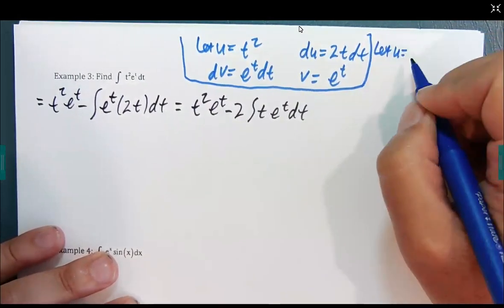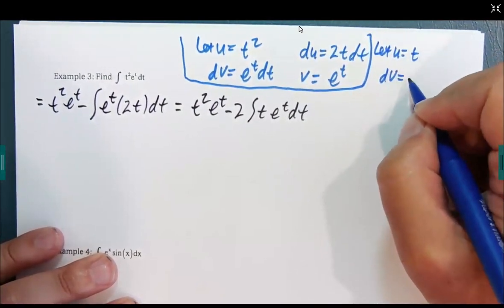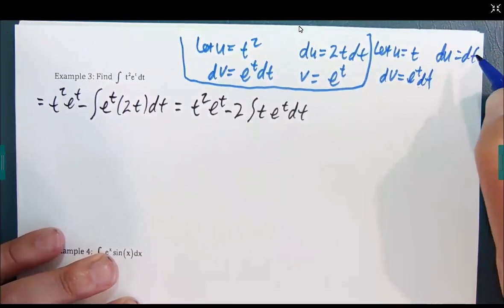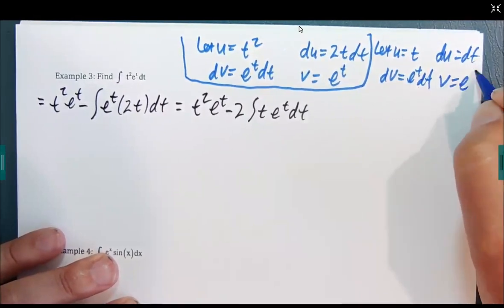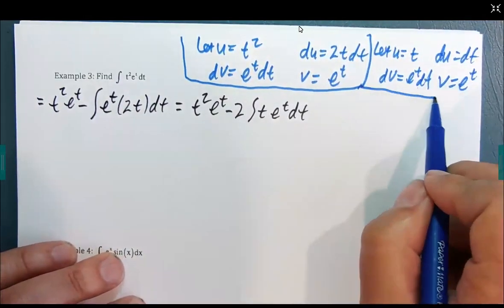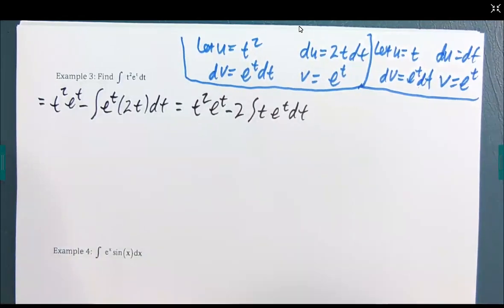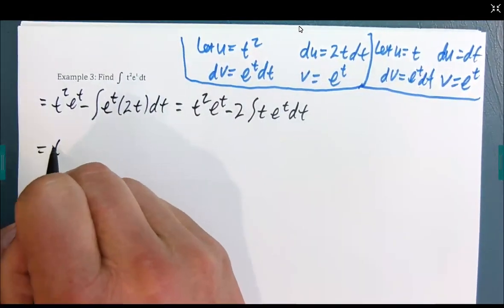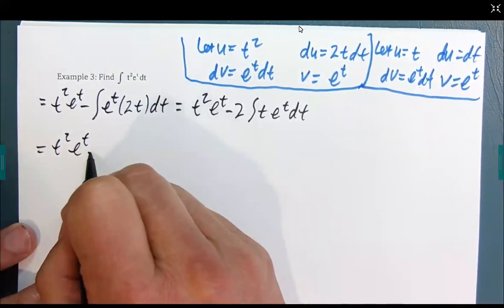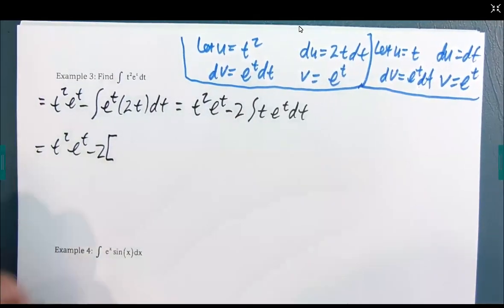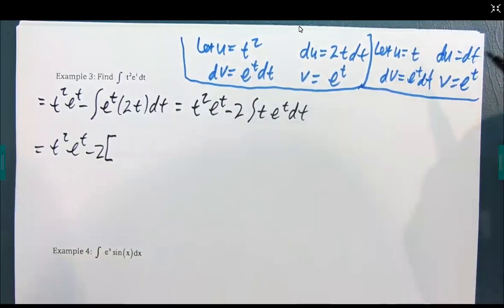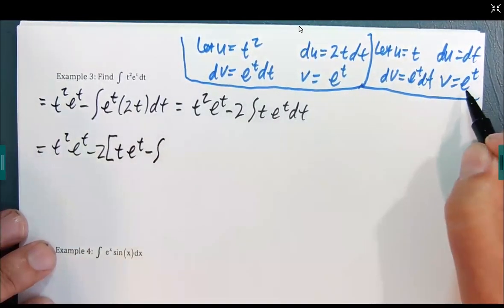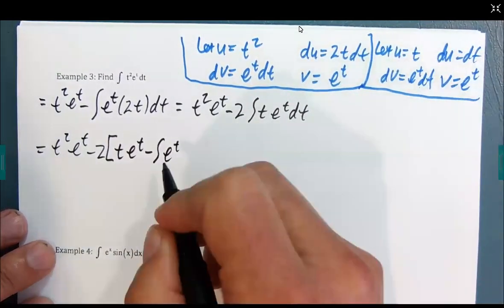Let u be t, dv is e to the t dt, du is dt, and v is e to the t. So once again, I'm going to apply the process just to the integral here. Everything else is going to remain the same. t squared e to the t minus 2, and now we're going to do our process. u times v, that's t e to the t, minus the integral of v, e to the t, times du, which is dt.